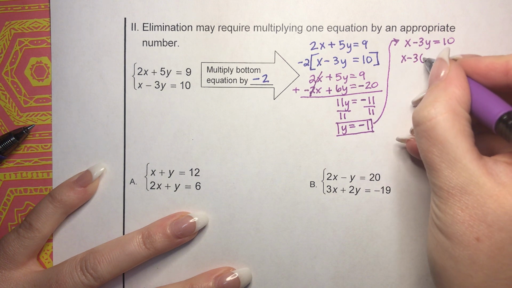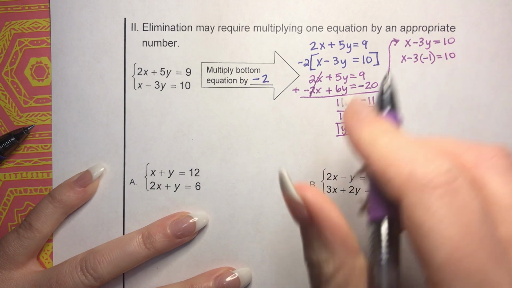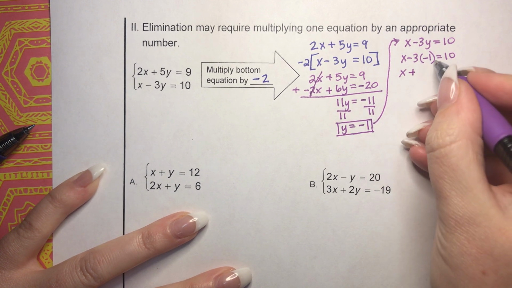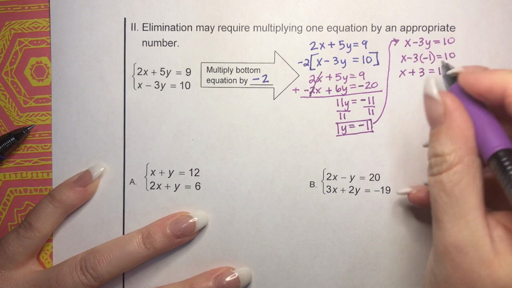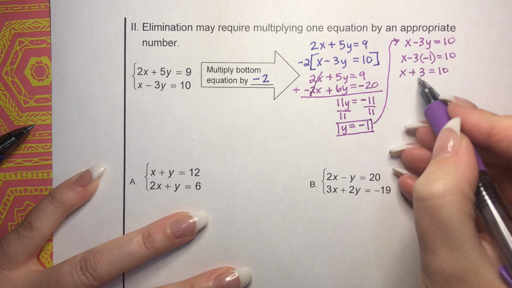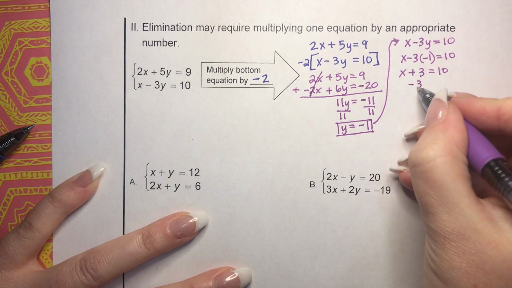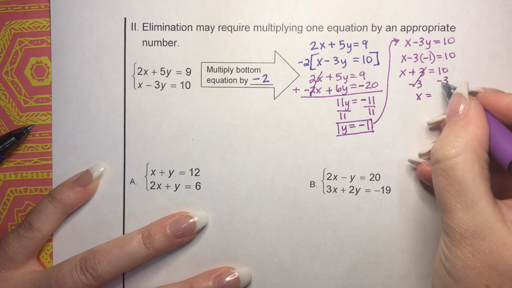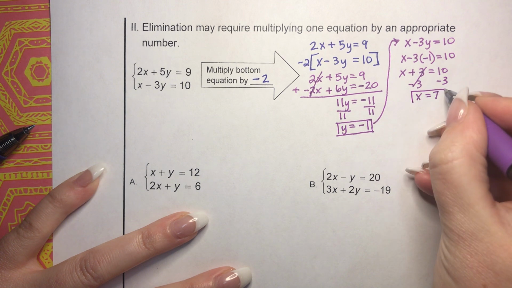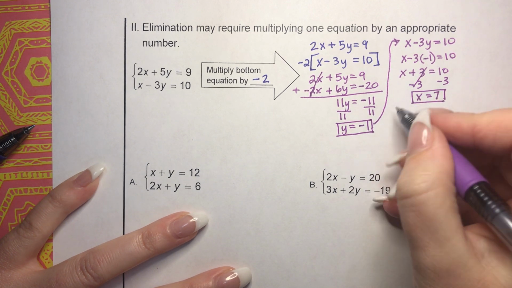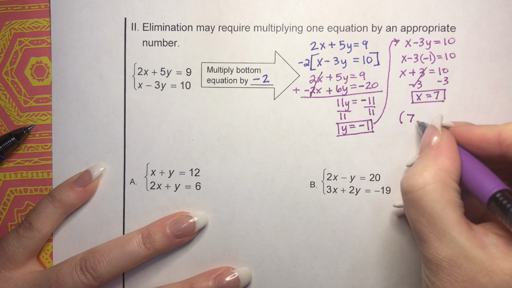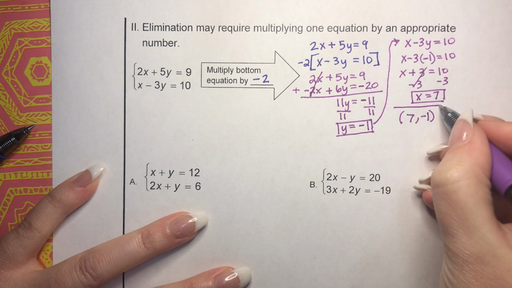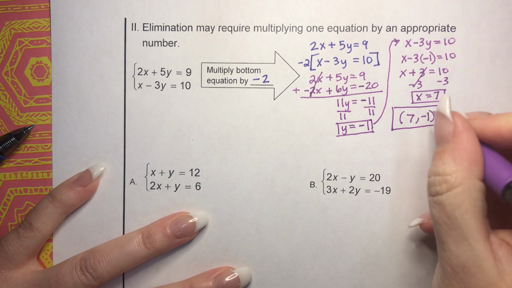x minus 3 times negative 1 equals 10. Then we simplify. Negative times a negative is a positive, 3 times 1 is 3, so x plus 3 equals 10. To get x by itself, we do the inverse operation of positive 3, which is subtracting 3 from both sides. That becomes 0. We have x equals 10 minus 3, which is 7. So there's our answer. The x goes first in the ordered pair: 7, negative 1. That is our solution to the system of equations.